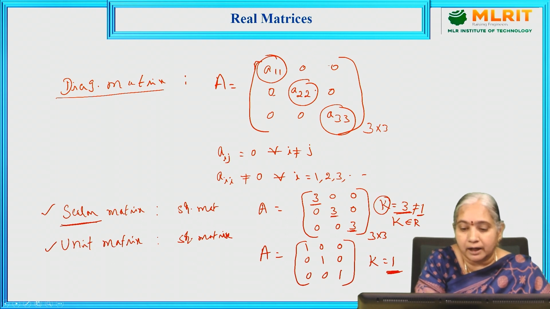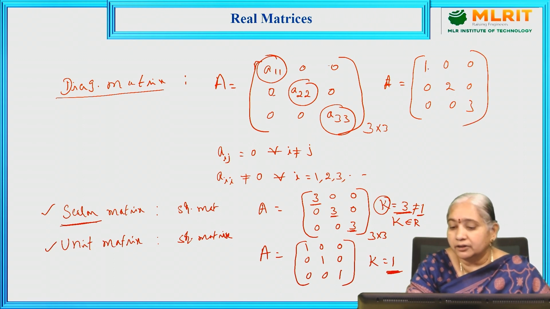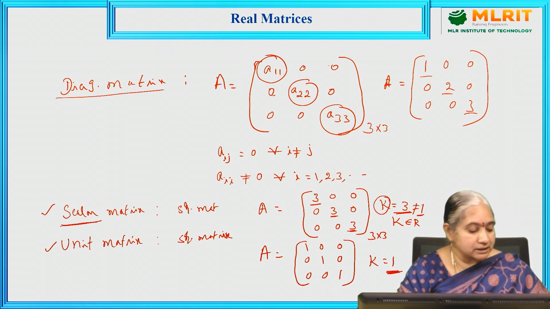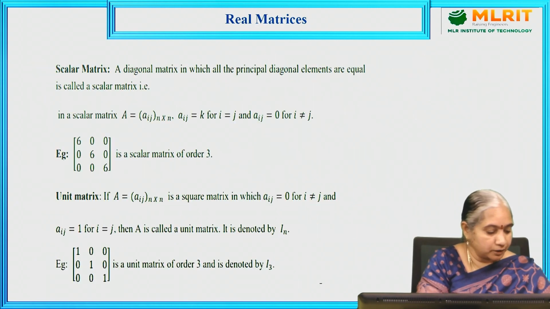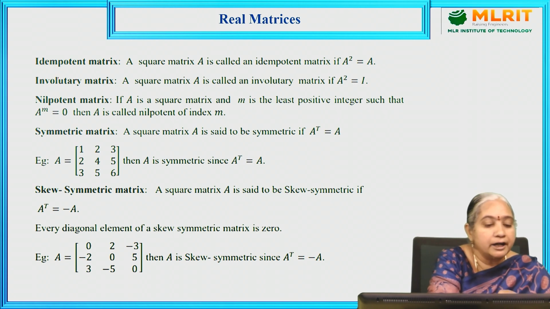In this diagonal matrix, we can take another example: 1 0 0, 0 2 0, 0 0 3. Here the diagonal elements are different, 1, 2, 3, but the condition is the same: except diagonal elements, all other elements are zeros. So these are different types of diagonal matrices. The scalar matrix and unit matrix we already discussed, and another type of matrix is the idempotent matrix.